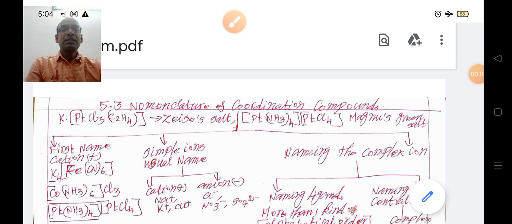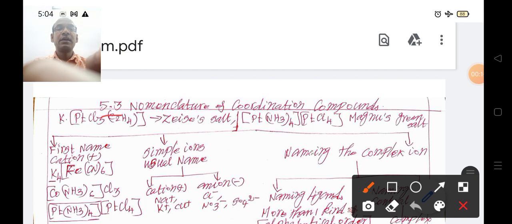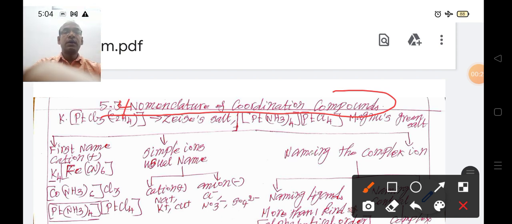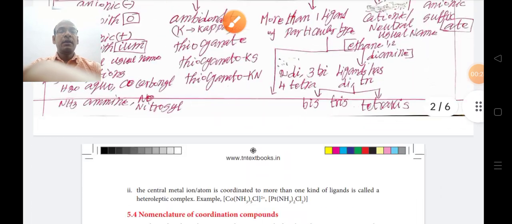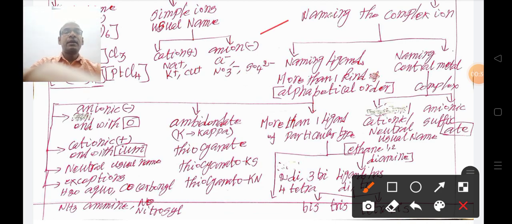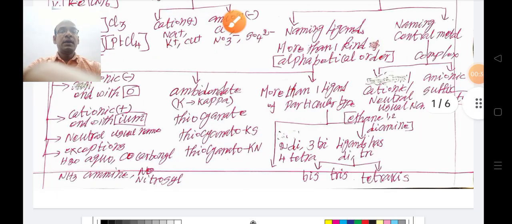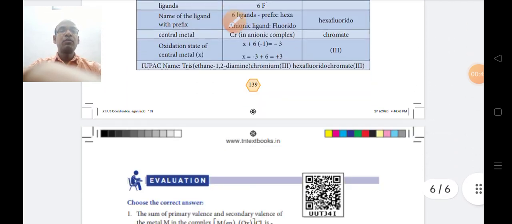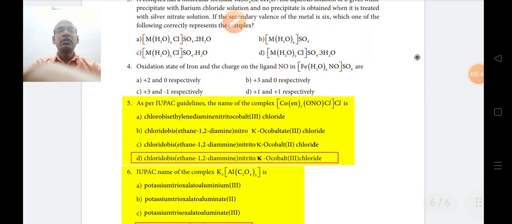In this class, we see the IUPAC nomenclature of coordination compounds, section 5.4. This is a simple way to write the nomenclature. Then, using the nomenclature, we solve the book back two questions, question number 5 and 6.